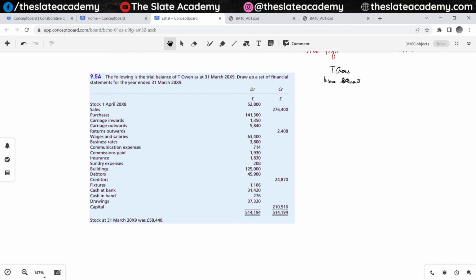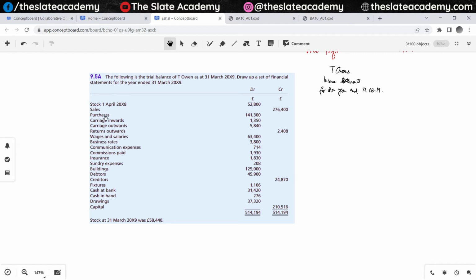And is it for the year ended? Yes, complete year. Income statement for the year ended... कब जी? 31 March 2019. Acha, let's read the items first.